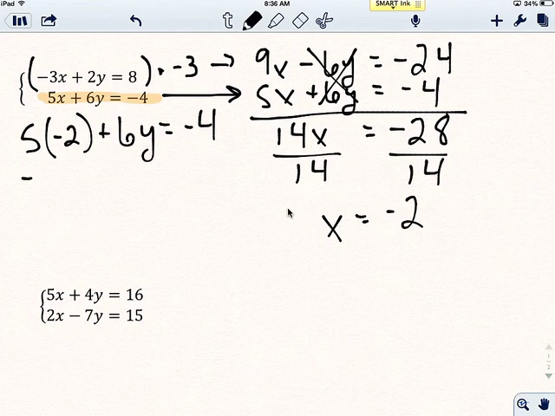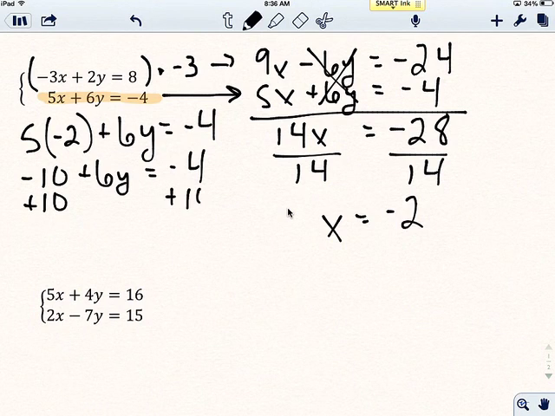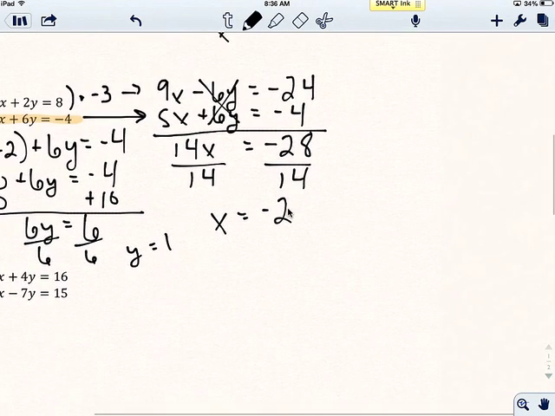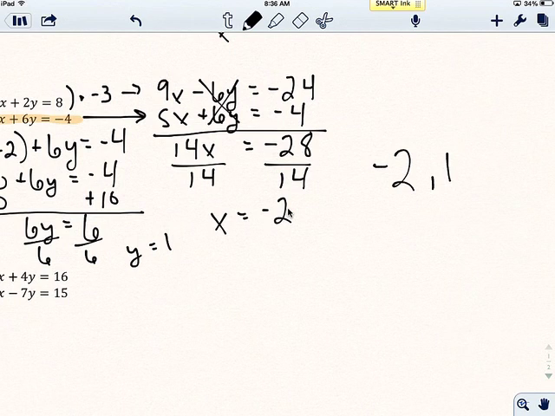Okay, now that's negative 10 plus 6y equals negative 4. I need to add 10 to both sides to undo. Okay, so I end up with 6y equals positive 6. I divide both sides by 6, and that's going to leave me with y equals 1. All right, cool. So I've got my x and my y. I write them as a point, negative 2, comma 1, and I'm done.